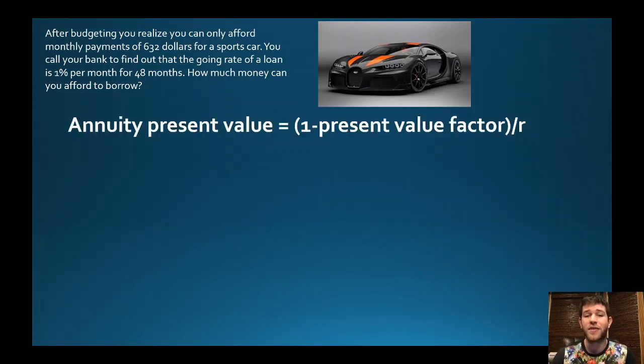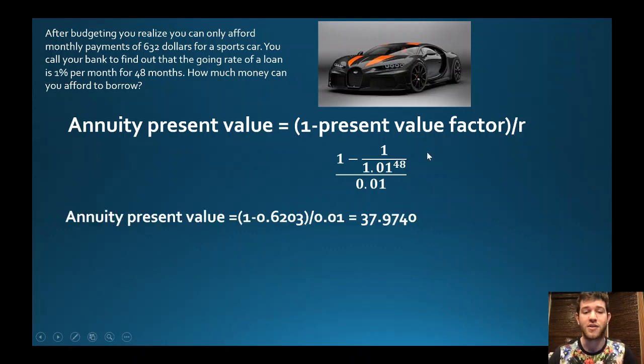Well, remember, annuity present value is equal to 1 minus the present value factor over r. In this case, our present value factor is 1 over 1 plus r to the t, and we know that r is 1%, so 1 plus r, 1 plus 0.01 is 1.01, and t is 48, because we have to pay it back in 48 months. So we can simplify 1 minus present value factor over r to this. If we continue simplifying, we get that 1 over 1.01 to the 48 is 0.6203. So 1 minus that, divided by 0.01, is 37.974. And that's our annuity present value.